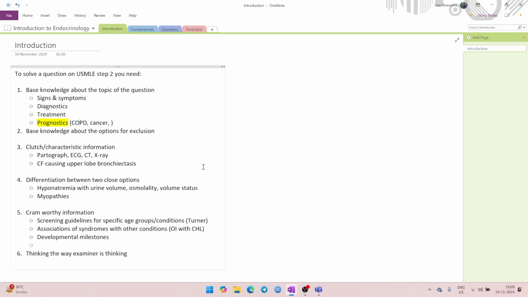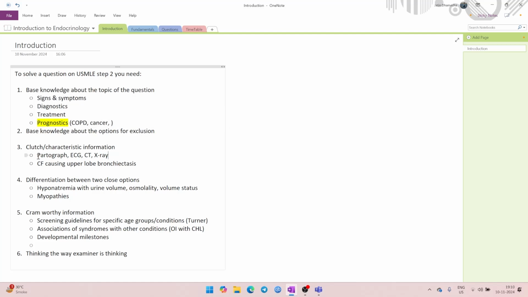So let's say you have a question and you are confused between two options. If you know everything about both options, then you will be able to exclude one of them easily. Otherwise, it becomes very difficult. Second, in order to solve a question, this is just not enough. You may also need to do something extra.